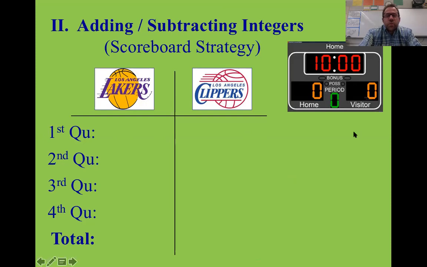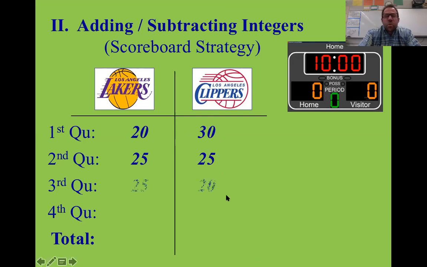Okay, so in the first quarter, the Clippers jump out to a big lead, and they score 30, and the Lakers only score 20. So right now, after the first quarter, who's winning the game? Obviously the Clippers, and they're winning by 10 points. In the second quarter, they both score the same number of points, 25 and 25. So they tied here, but the Clippers were still ahead. So at halftime, the Clippers are leading.